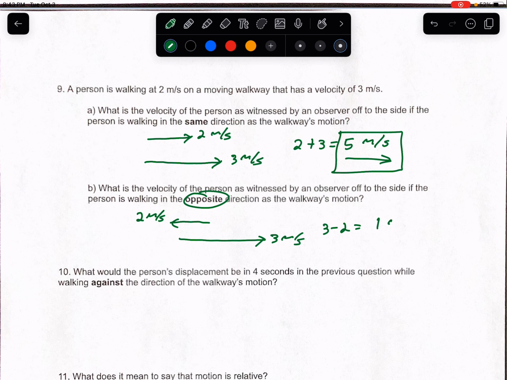So it's going to look like they're going 1 meter per second, but you got to figure out which way they are going. Even though they're walking the other way, they're not overpowering that moving walkway, so it's still 1 meter per second towards the right.